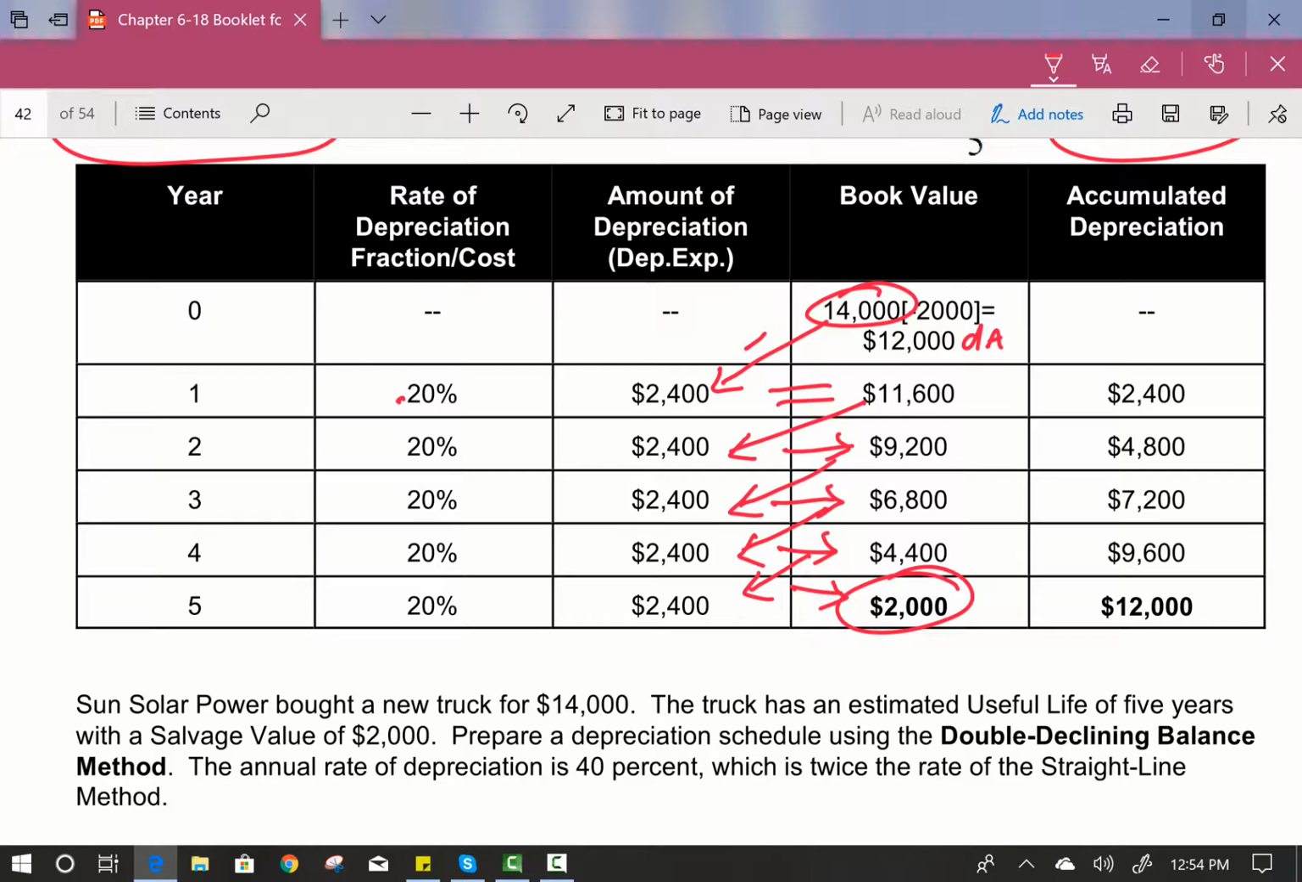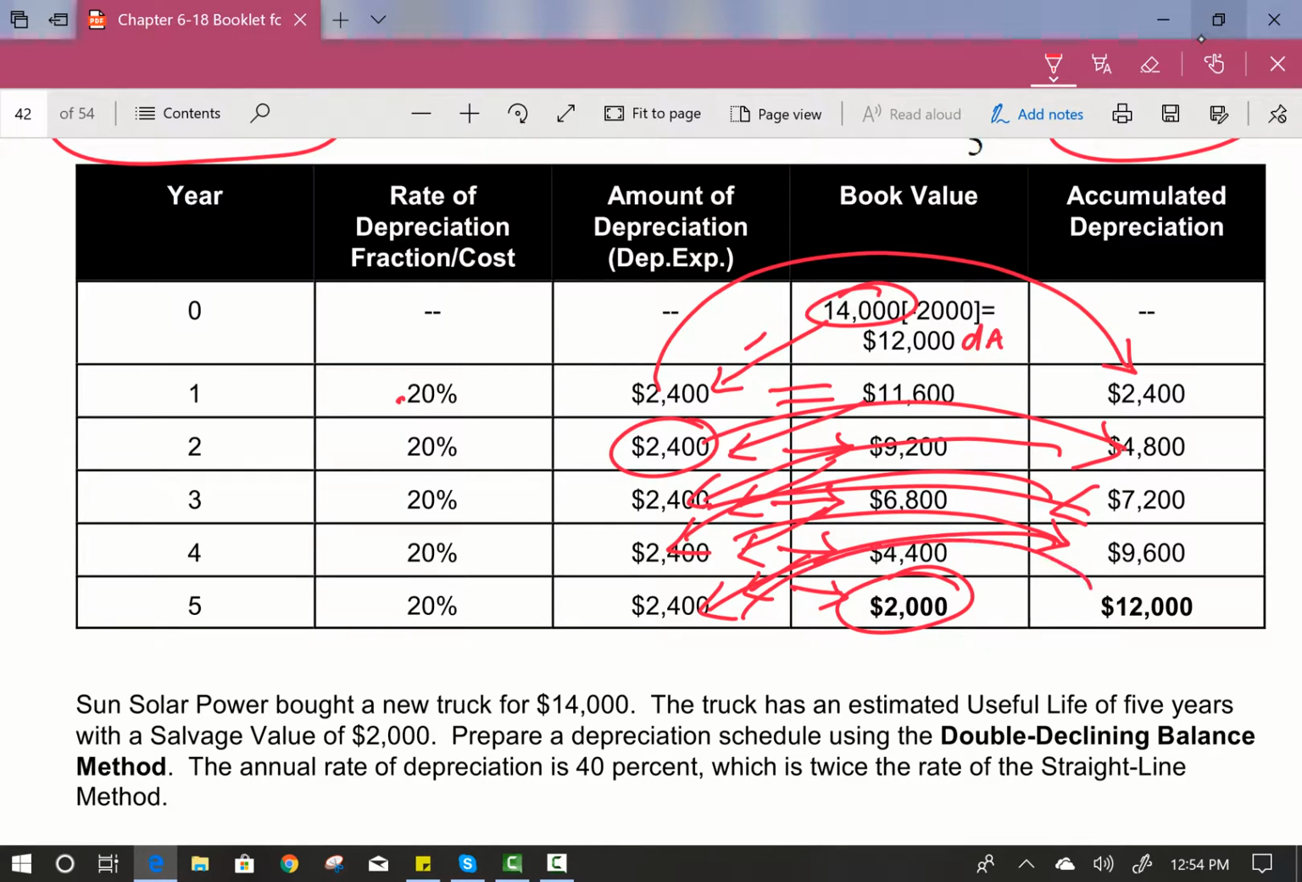Also, the accumulated depreciation: the first year we have $2,400, so we record the amount that we've accumulated so far of $2,400. Then plus 2,400 again is equal to 4,800, plus 2,400 is equal to 7,200, plus 2,400 is equal to 9,600, plus 2,400 is equal to 12,000. The 12,000 accumulated depreciation is your cost of $14,000 less your residual value of $2,000, and the accumulated depreciation will not go above the depreciable amount of $12,000.